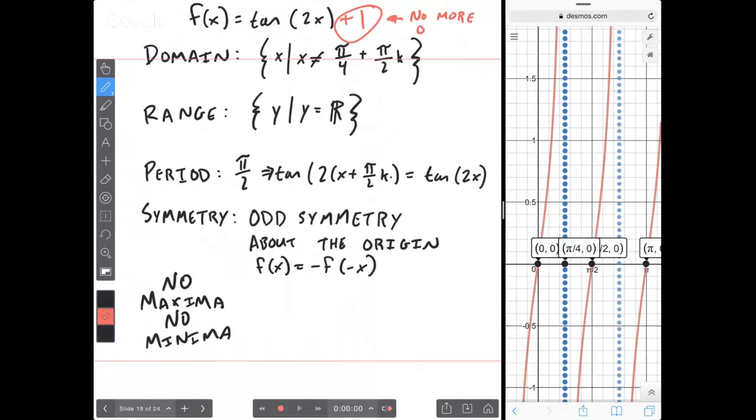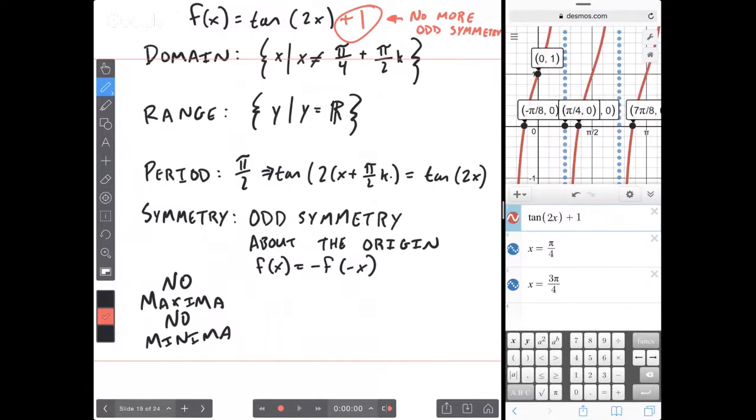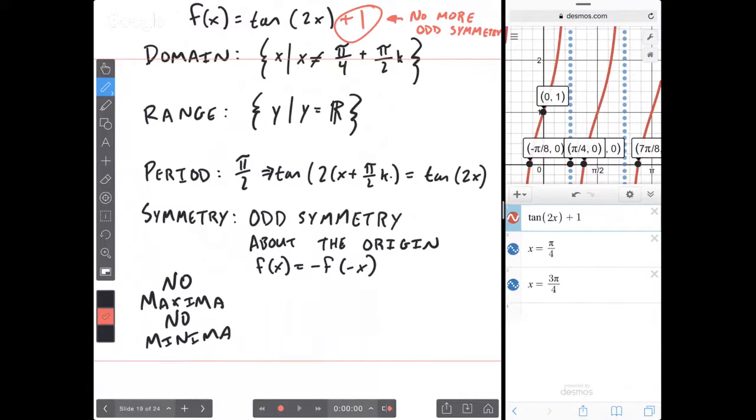No more odd symmetry. Well, because if we had tan of 2x plus 1, Mary, then the whole graph would be moved up 1. And then it would have symmetry about the point 0, 1, where odd symmetry specifically means symmetry about the origin, 0, 0. So if it has symmetry about 0, 1, that's not symmetry about the origin, 0, 0. It's a different kind of symmetry. It's symmetry about 0, 1, which we don't call odd symmetry.